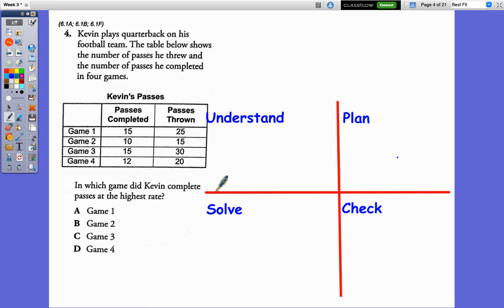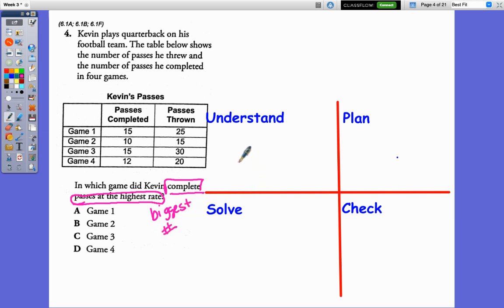Okay, Kevin plays football, quarterback on his football team. The table below shows the number of passes he threw and the number of passes he completed in 4 games. At which game did he have the highest completion rate? And this is our important part. Highest completion rate. So this is looking for the biggest number.